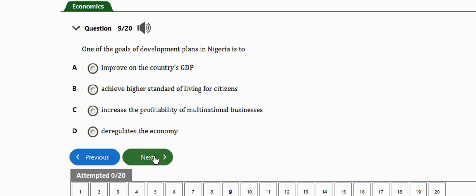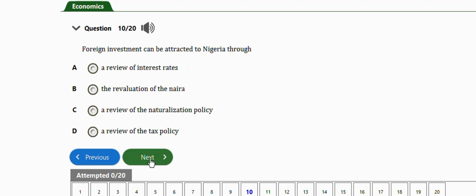Next question is this one. It says one of the goals of development plans in Nigeria is to improve the country's GDP, achieve higher standard of living for citizens, increase the profitability of multinational businesses, deregulate the economy. The right answer is option B, which is to achieve higher standard of living for citizens. Alright, very important. The next question is this one.